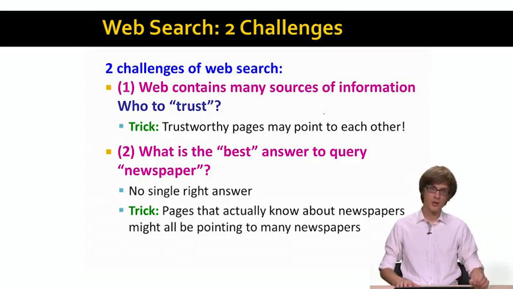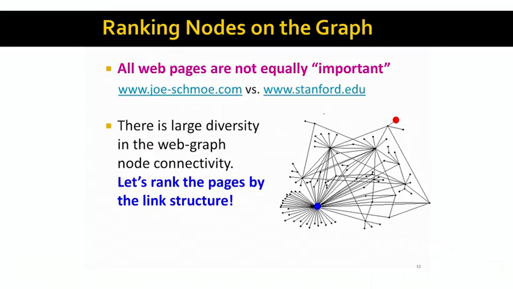And then the other problem that happens on the web is that sometimes queries can be rather ambiguous. For example, you can ask, what is the best answer to the query "newspaper"? And there is really no good answer to this query. And the goal here, if we want to identify all the good newspapers on the web, is to again look at the structure of the web graph in order to identify a set of newspapers that are linking to each other, and again get the result out of the structure of the web graph. So these are the two challenges we will address in today's lecture.